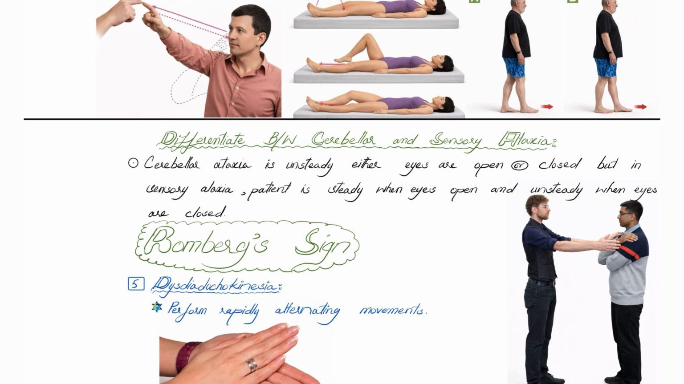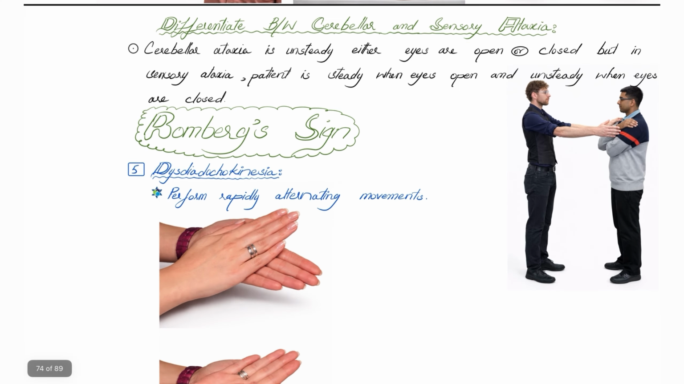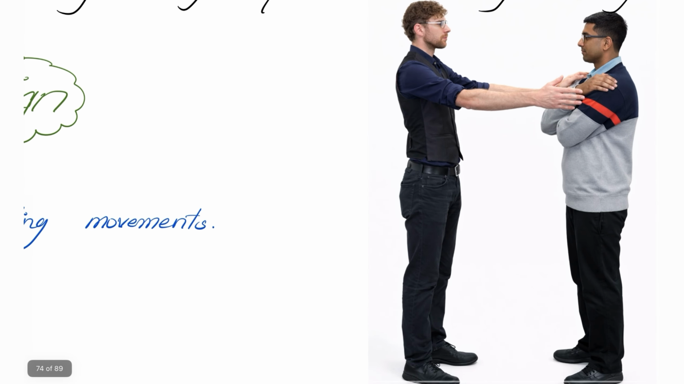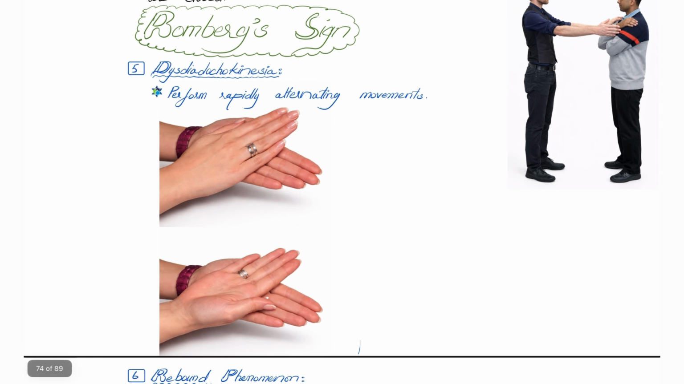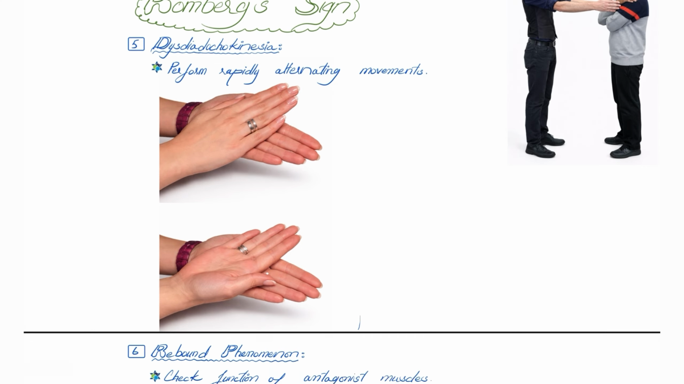To differentiate between cerebellar ataxia and sensory ataxia, we have to look for the Romberg sign. We ask the patient to stand and close his eyes and observe whether the patient becomes unsteady when he closes his eyes or not. So when you are done with assessing nystagmus, scanning speech, intention tremors, and coordination, then you need to ask the patient to perform rapidly alternating movements. If the patient is not able to do this, this is called dysdiadochokinesia. And the sixth one is rebound phenomenon.